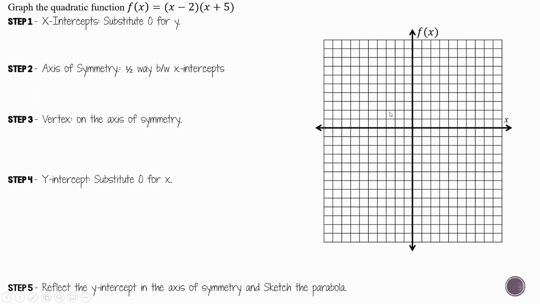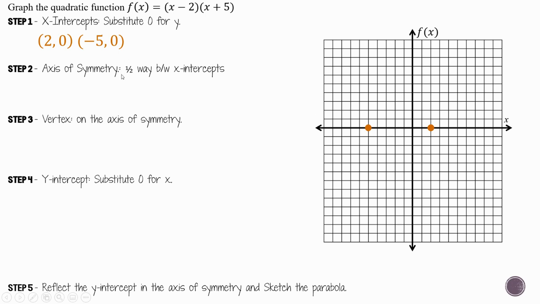So to graph this function, f of x equals quantity x minus 2 times quantity x plus 5, our x-intercepts will be the opposite of negative 2, so positive 2, 0, and the opposite of plus 5, so negative 5, 0. So I'm going to come over here and plot those points, 2, 0, and negative 5, 0.